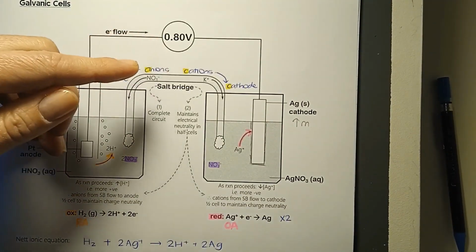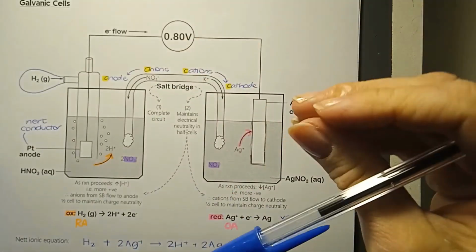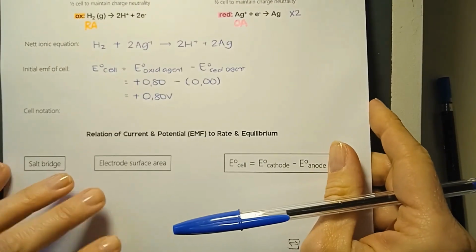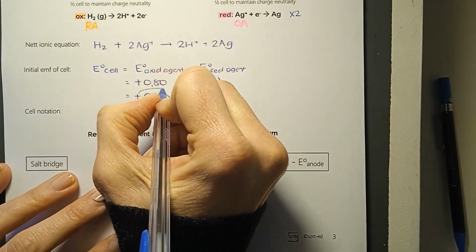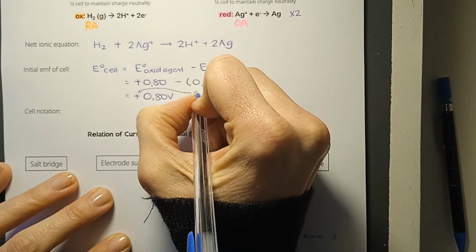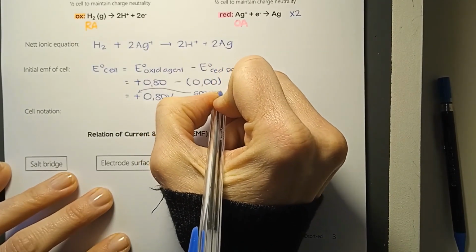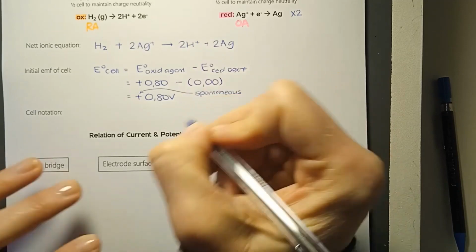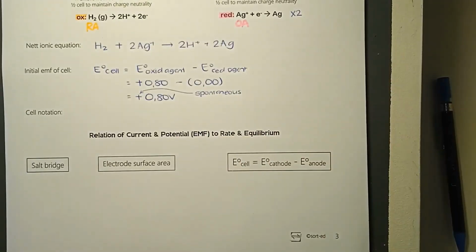So that is an initial reading. As the reaction proceeds, that value is going to decrease as the reaction approaches equilibrium. The positive is just reminding you that this is spontaneous. It's a spontaneous reaction. So remember, when our E naught cell value is positive, it indicates that it's spontaneous.